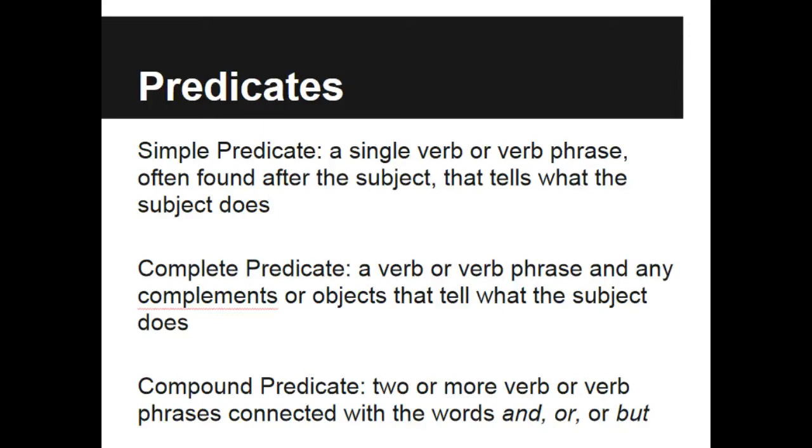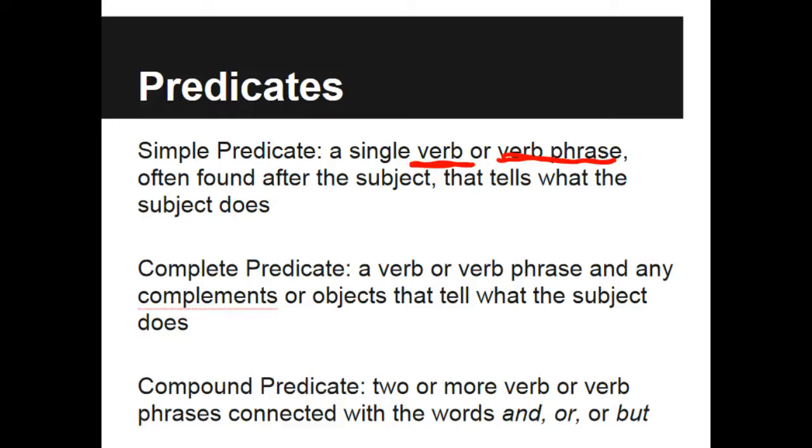The same ideas apply to predicates. A simple predicate is that same single word, but this time the predicate is the verb, or it could be a verb phrase. So it might be more than one word if we have a helping verb. So you could say run is the predicate, or we could say had ran. We usually find this after the subject, and this is what tells what the subject does.